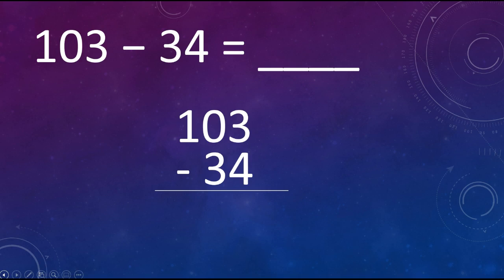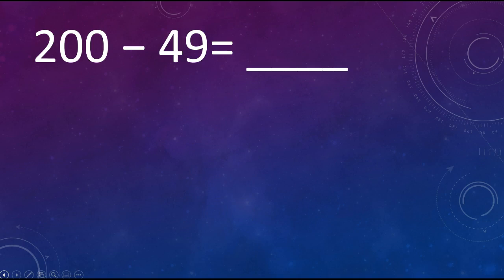Alright, let's compare answers here. We can't take 4 away from 3. And there's nothing in the tens place to borrow. So we need to go to the hundreds place. We're going to take from the hundreds, which is going to now turn to a 0. And that one's going to go to the tens place. Now we can take from the tens place. So let's take one from the tens, and it's going to turn to a 9. And the 3 in the ones place will turn to 13. So 13 minus 4 is 9. 9 minus 3 is 6, and your answer is 69.